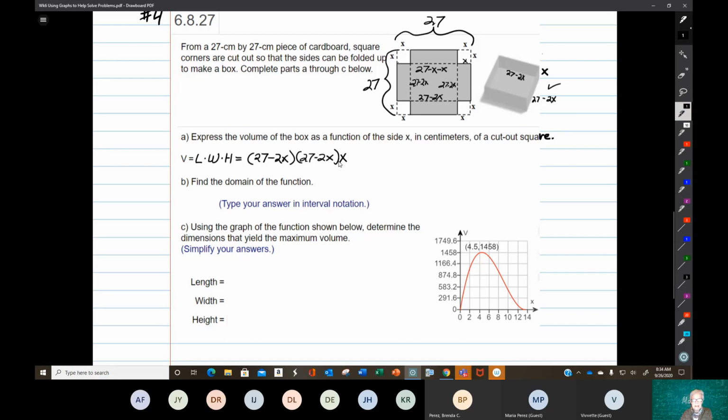And that is the volume of the box being expressed in terms of x, because the length is in terms of x, the width is in terms of x, and the height is in terms of x. So all you've got over here is x's, and that means in terms of x.